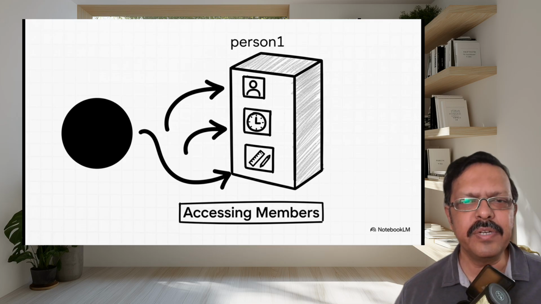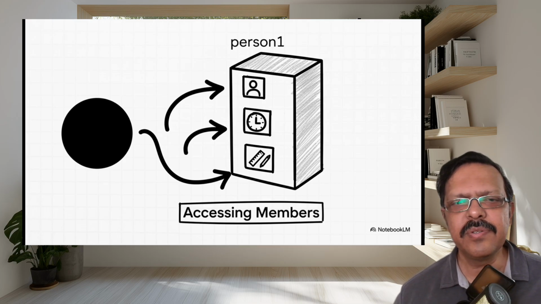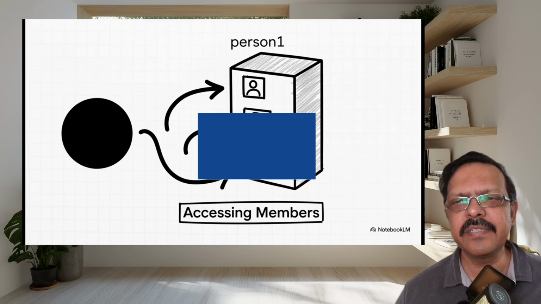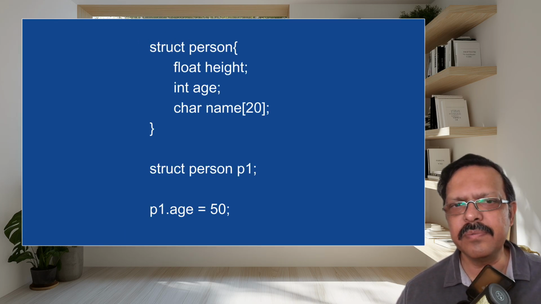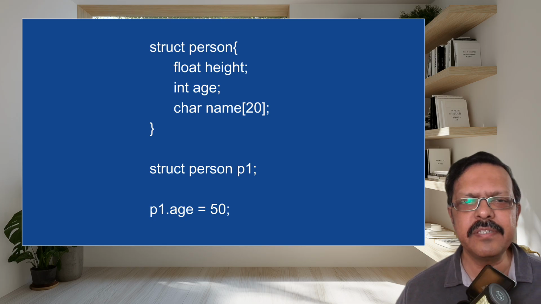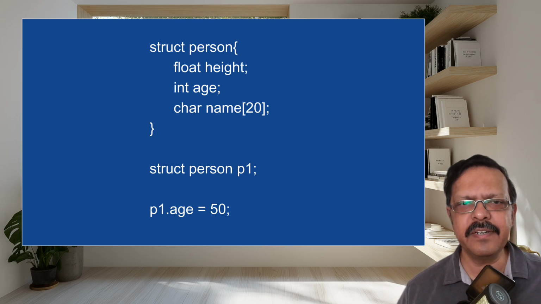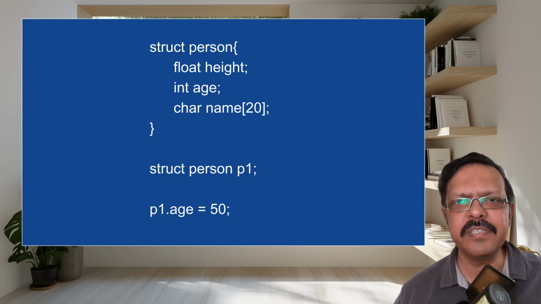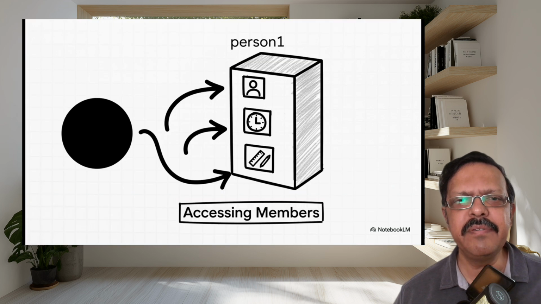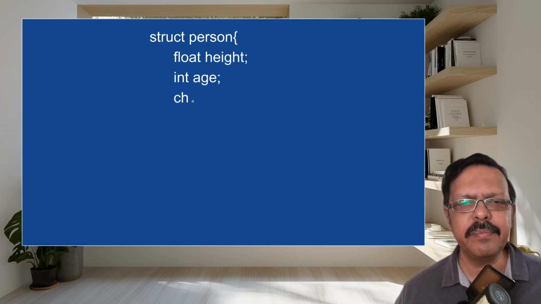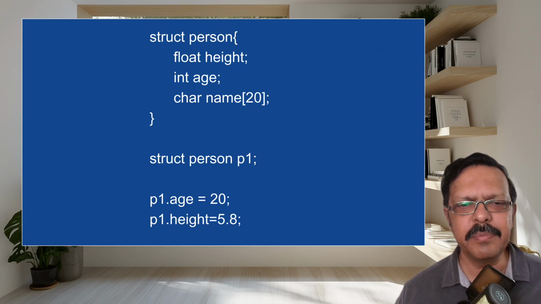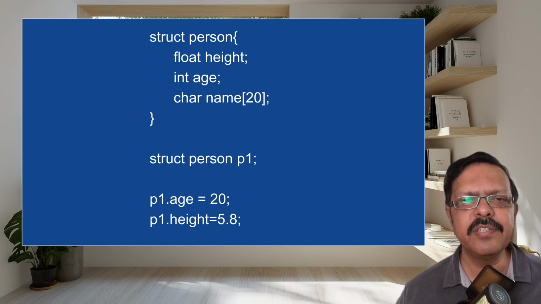Now let's look at storing values inside the structure. C provides a very simple, readable syntax using the dot operator. We created a person called p1. If you look back at the previous slide, we said struct person p1. That created a structure to hold a person's details, name, age, and height, and we gave it a name called p1. Now if you want to set p1's age to 20, you just have to say p1.age equals 20. Similarly, if you want to set his height, you just have to say p1.height is 5.8.